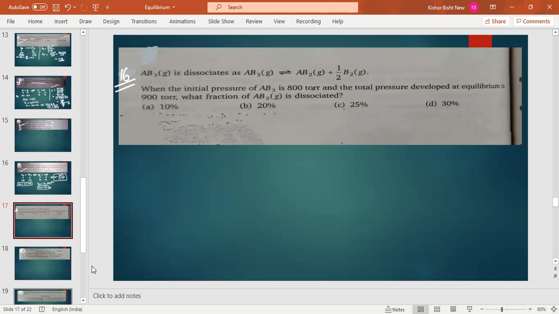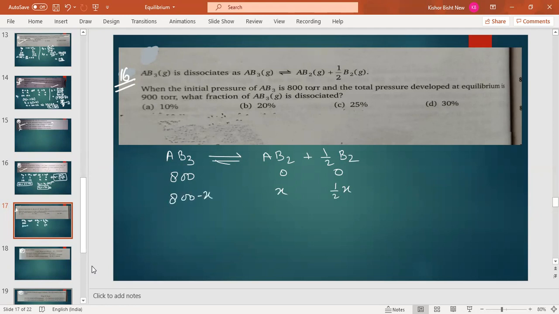AB3 is dissociated into AB2 plus 1/2 B2. What is the total pressure when the initial pressure of AB3 is 800? Initial pressure was 800, and the products start at 0 and 0, and the total pressure at equilibrium is 900. So now it may be x; it forms 1/2 x of B2 and x of AB2, so AB3 will be 800 minus x.